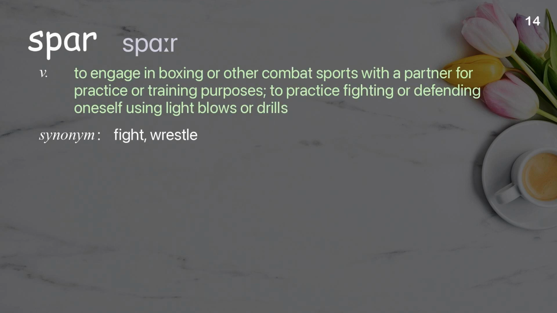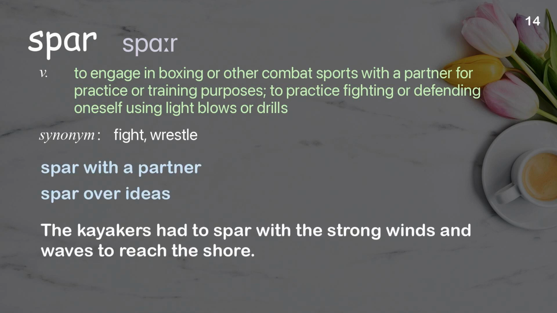Spar. To engage in boxing or other combat sports with a partner for practice or training purposes; to practice fighting or defending oneself using light blows or drills. Examples. Spar with a partner. Spar over ideas. The kayakers had to spar with the strong winds and waves to reach the shore.